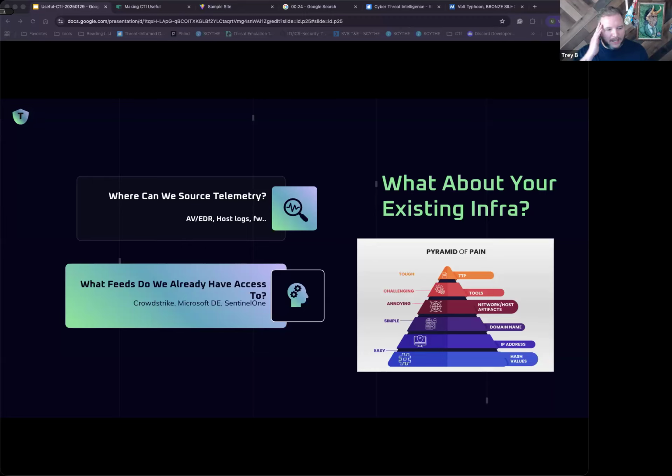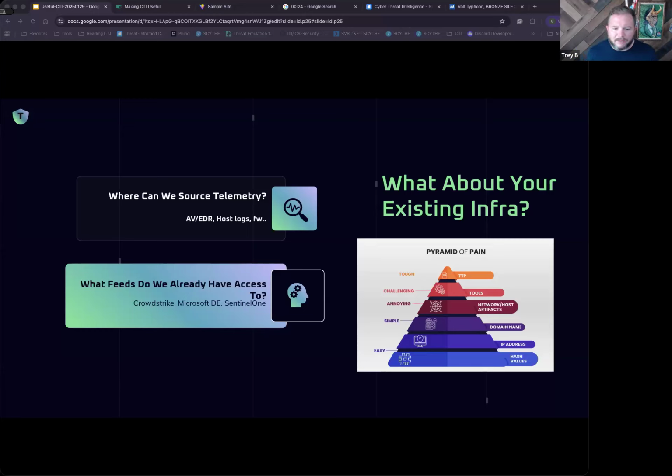So other things to think about is what feeds do you already have access to? A lot of people don't realize that, in some shape and form, your vendors give you some kind of intel feed or at least some basic information about not just threats, but what that looks like in your environment. Like CrowdStrike has their own threat actor and content dashboards. I know Microsoft Defender Enterprise does it as well. Same with SentinelOne. Pick your vendor; they all have some form of it.